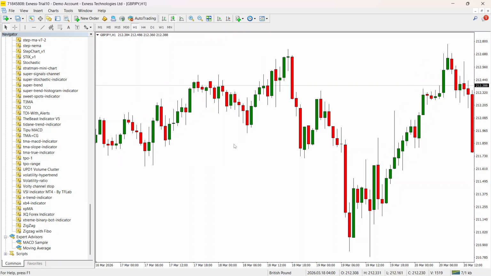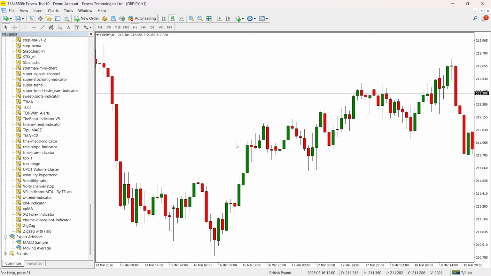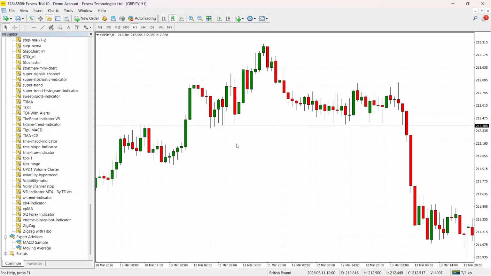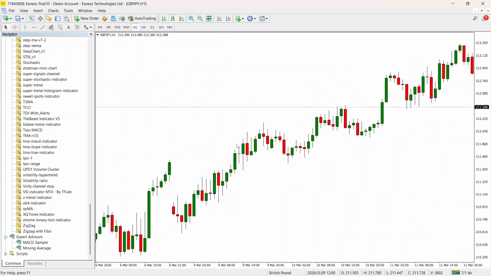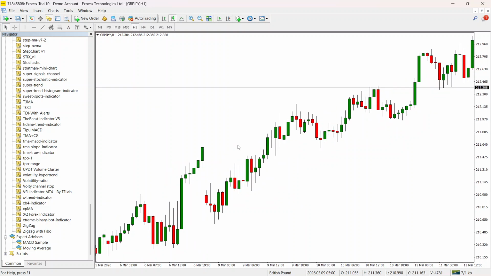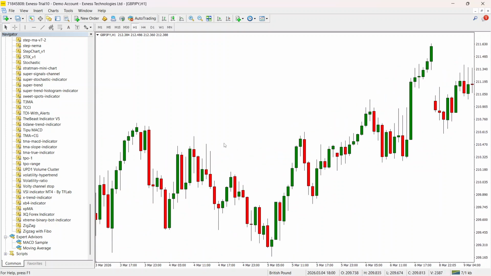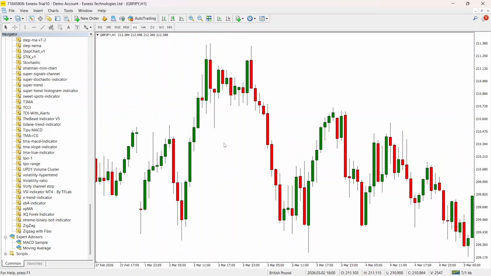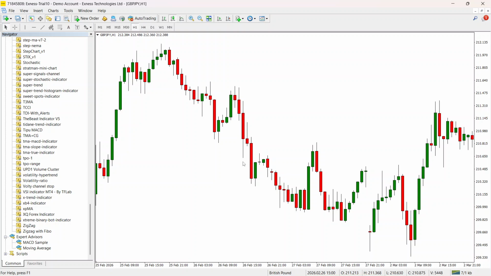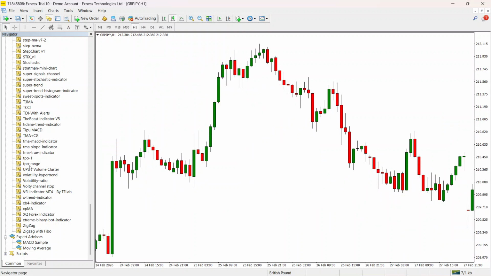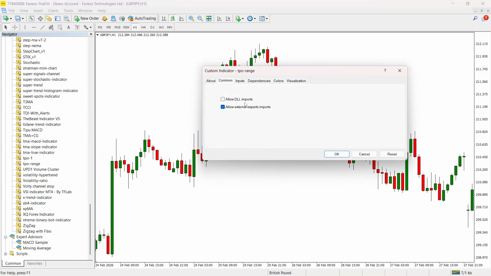Hello traders. Today we'll be looking at the TPO Range Indicator for MT4. This price action and volume indicator plots key time price opportunity (TPO) levels like POC, value area high, and value area low, so you can see where the market has spent the most time and traded the most volume. At this point, I'll load the indicator on the chart so you can see how it looks in real time.